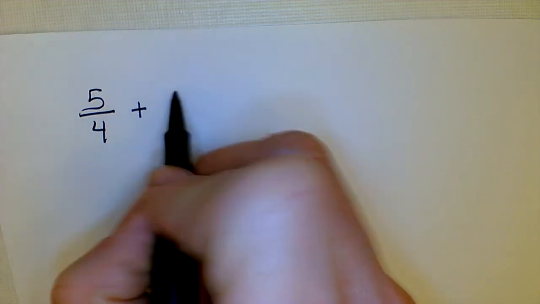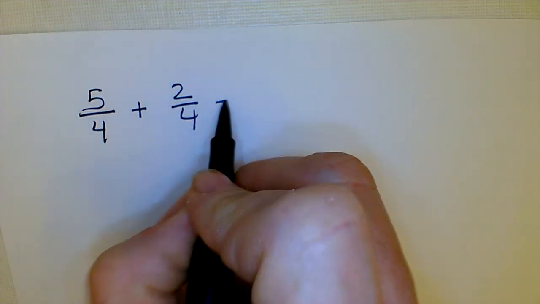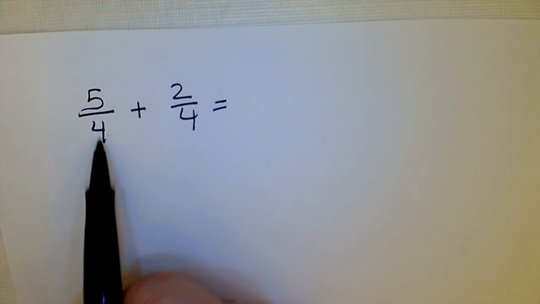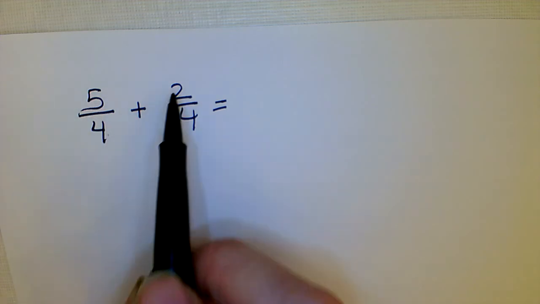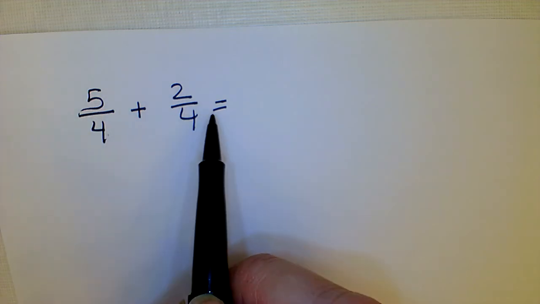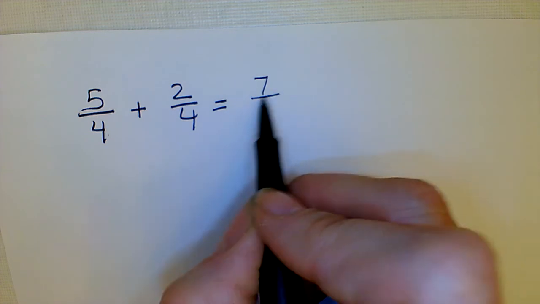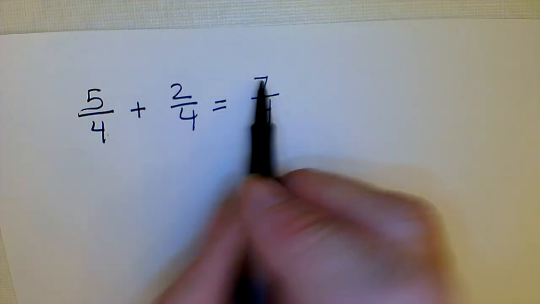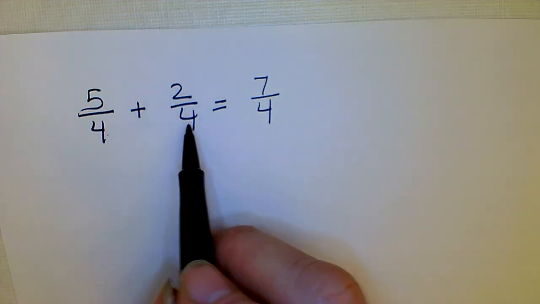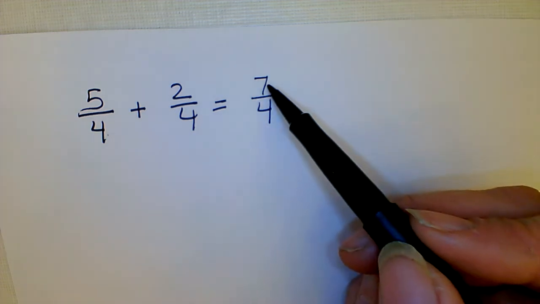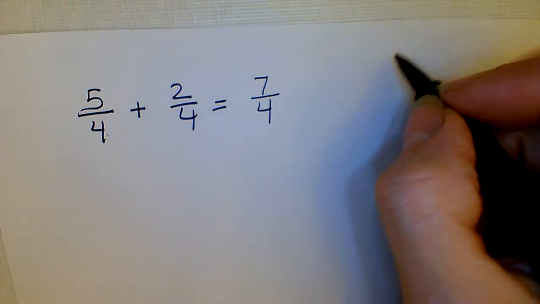So let's do 5/4 plus 2/4. So 5 of these size pieces are called fourths. So 5 of them plus 2 of them is going to give me, well, 5, 6, 7. It's going to give me 7/4. So 5 plus 2 is 7. So 5/4 plus 2/4 is 7/4. So now, again, we have a fraction greater than 1. And I know that because my numerator is larger than my denominator.